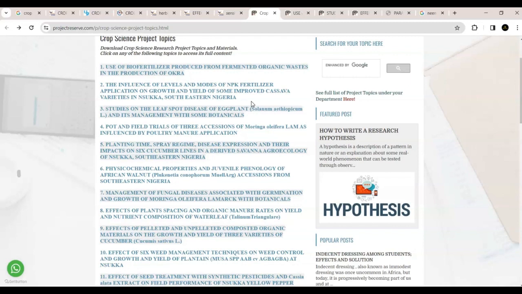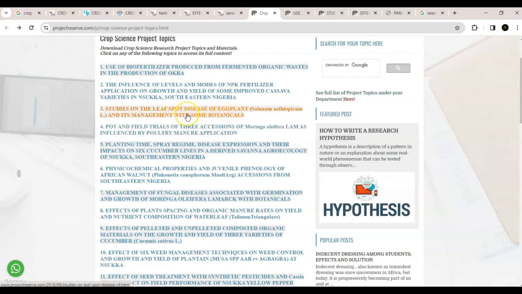What are they farming in that area? And it doesn't matter if they are not farming in mass due to whatever reason, but where you want to carry out the project, would the cassava grow there? If it's going to grow, you don't have a problem, you can go along with it. Let's do the study of leaf spot disease of eggplant and its management with some botanicals. This is for entomologists.